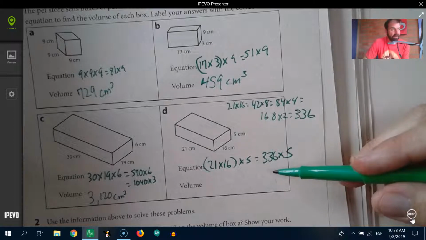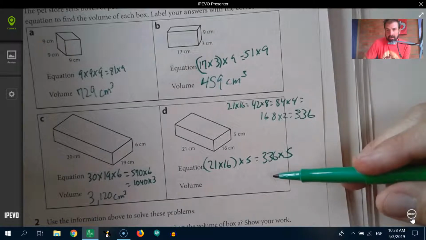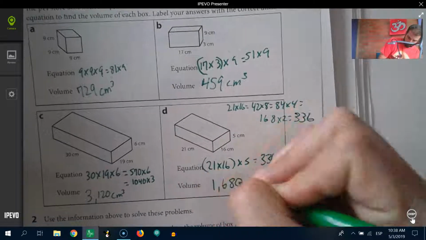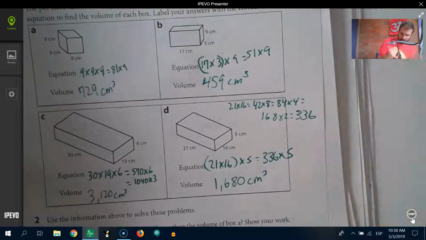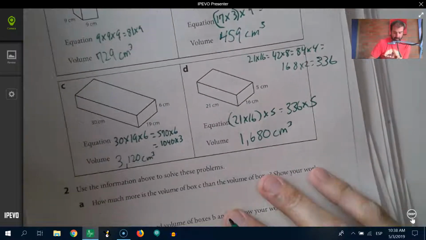Half of 3,000 is 1,500. Half of 360 is 180. So that'd be 1,680. Yeah. Did I get that right? Hope so.